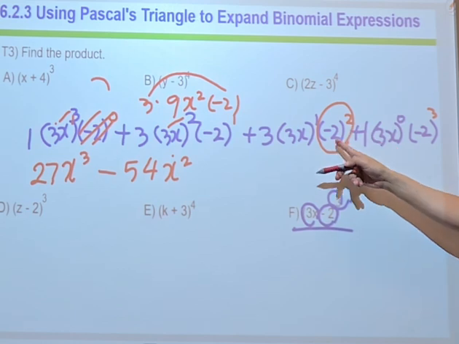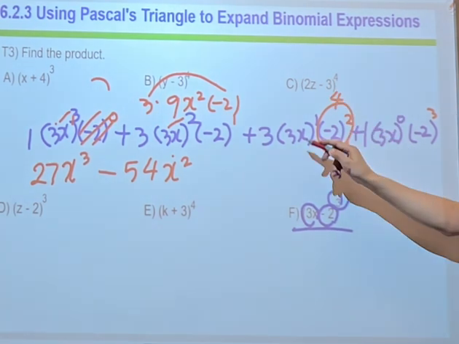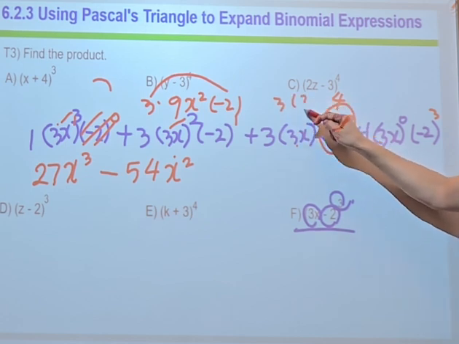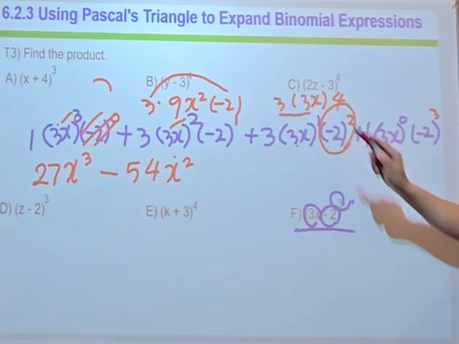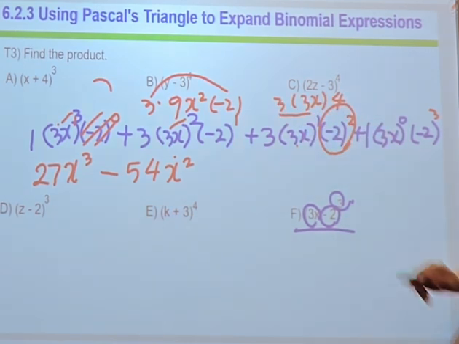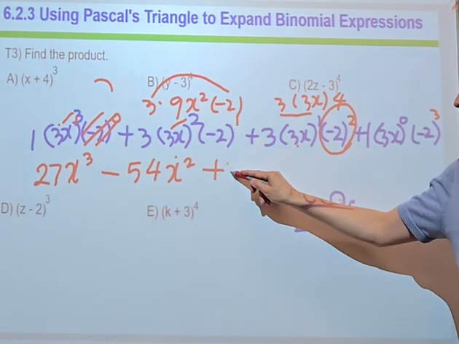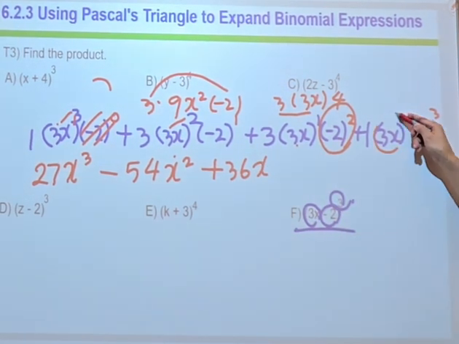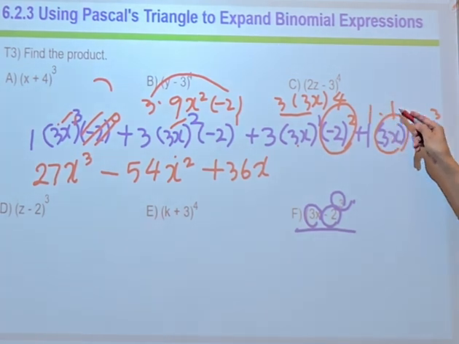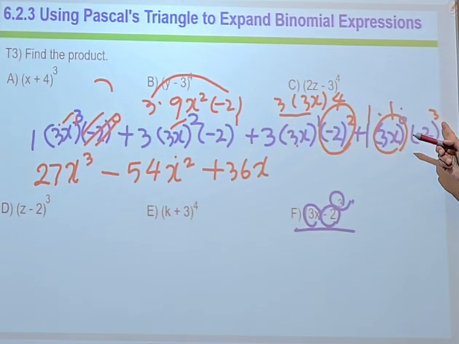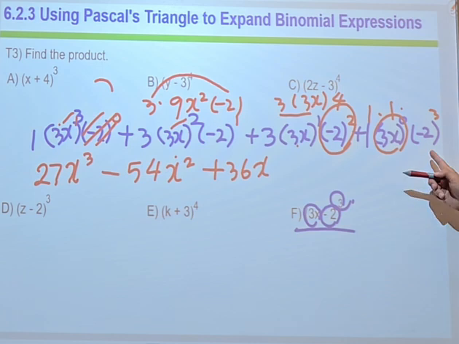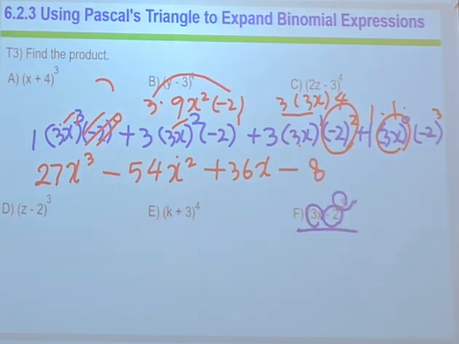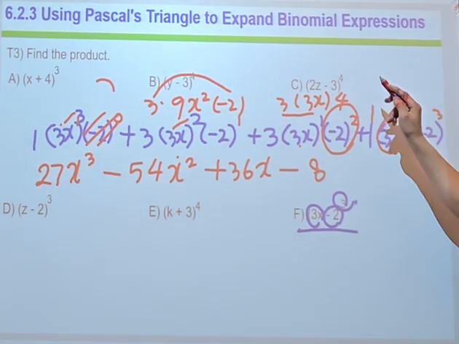I'm going to multiply this one: minus 2 squared is 4, and this is 3x, just one time. So 3 times 3x times 4. I'll multiply this one first: 9, 9 times 4 is 36x. Got it? And this, anything to the 0 power is 1. So 1 times negative 2 to the third power, minus 2, minus 2, minus 2, that's what? Minus 8. That's the answer for this one.